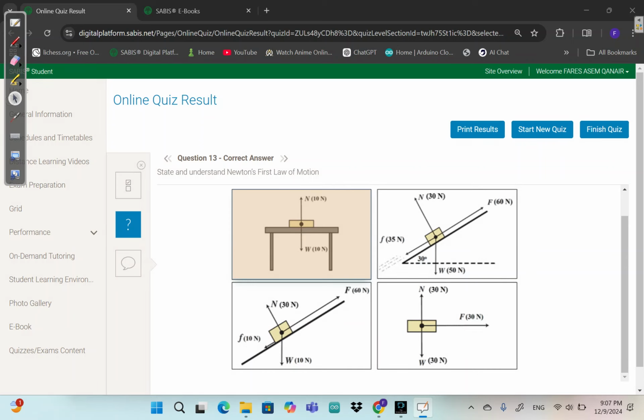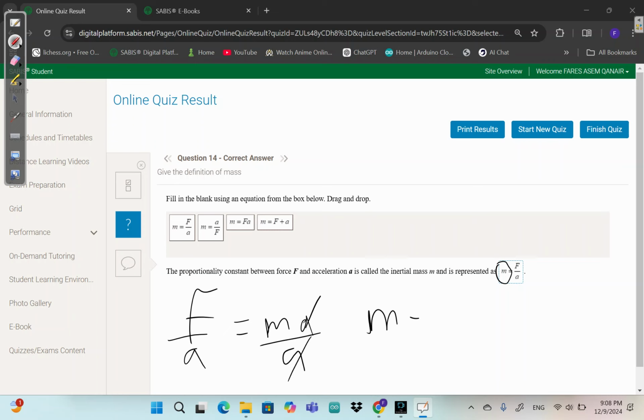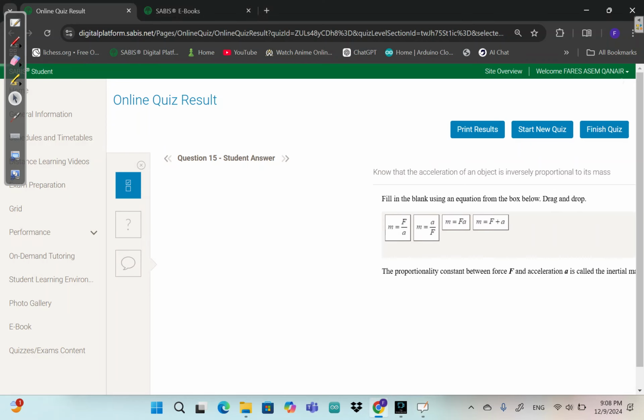So yeah, next question now. The proportionality constant between force F and acceleration a is called the inertial mass m and is represented as. So here we need to know our rule, which is F is equal to ma. Since they want the equation in terms of m, we divide by a on both sides. So here we get rid of a. So we'll get that m is equal to F over a. And that's our answer. So yeah, that's it for this question.